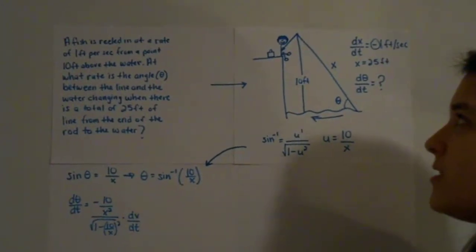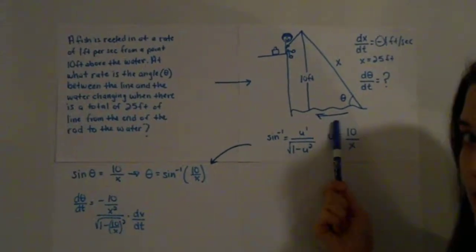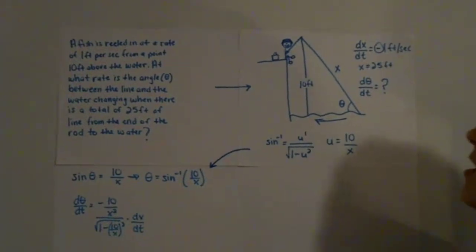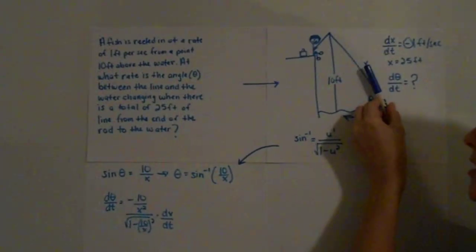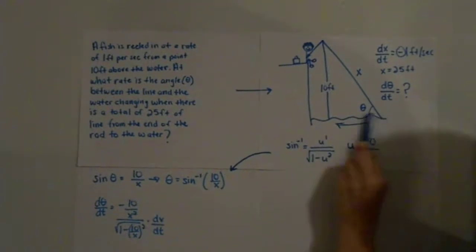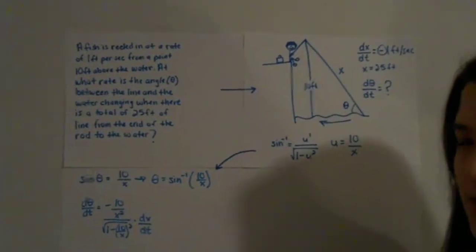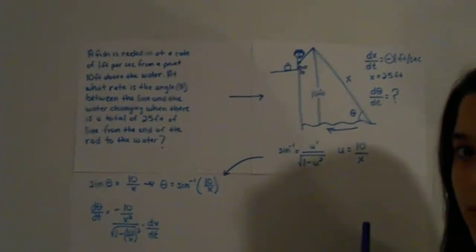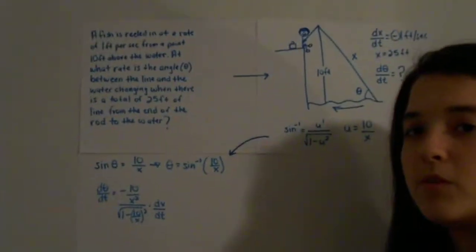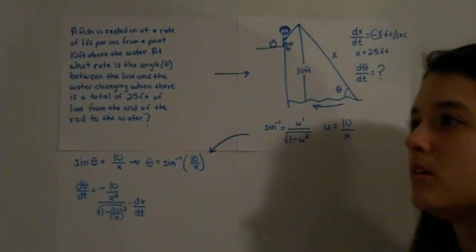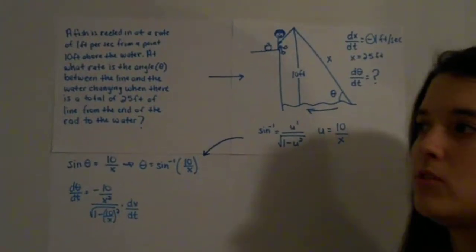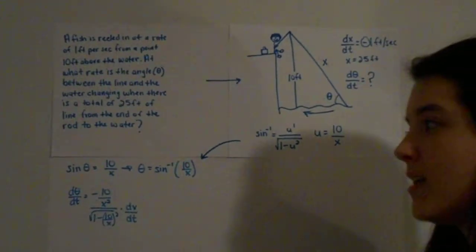But we have to realize, I wrote this negative here because the line is being reeled in, so it's shrinking. It's getting smaller, and we need to put a negative here because it's getting smaller. That's just what we do, because we don't want the end of the problem to have the wrong sign, because then we'll all be confused. So anyway, let's get to our equation.